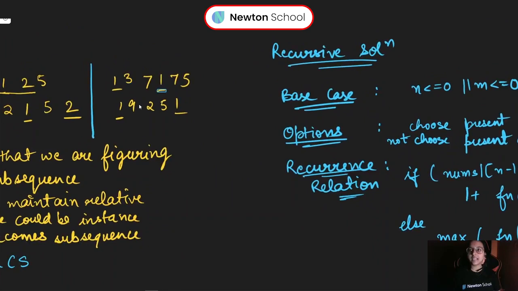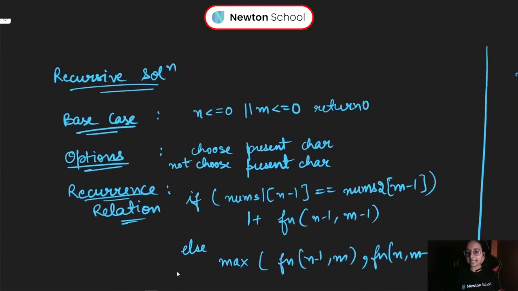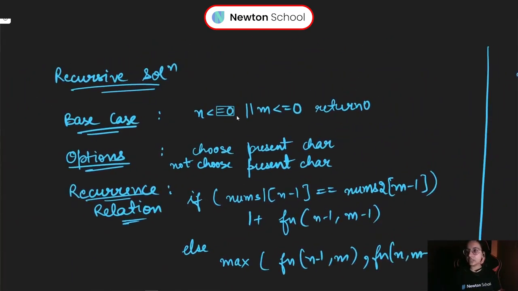Here the sizes are unequal, right? So if either of them gets exhausted first, right? If this second one gets exhausted, that is, if n becomes less than or equal to 0, then in that case we would be returning 0, because after that we won't be having any match. So that's why we will be returning 0 here. So our base case is basically n less than or equal to 0 or m less than or equal to 0. So we are required to return 0.